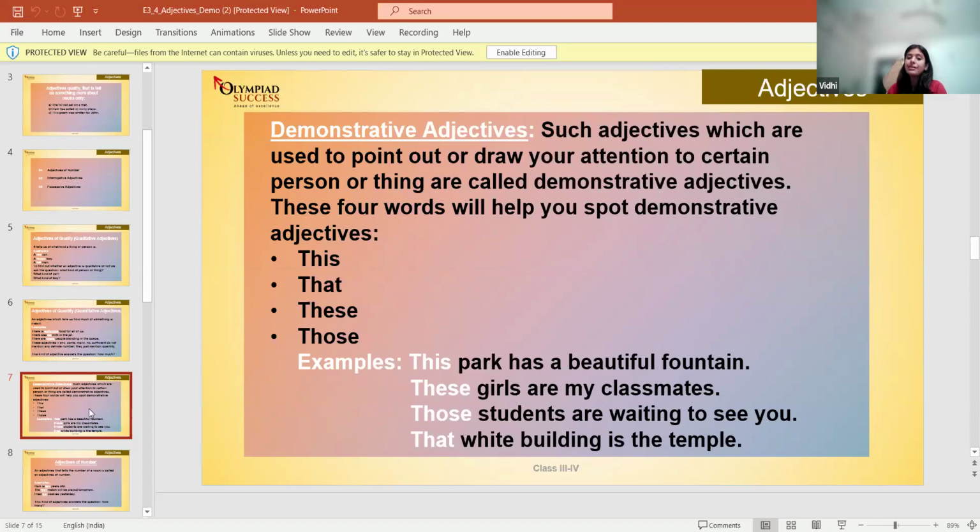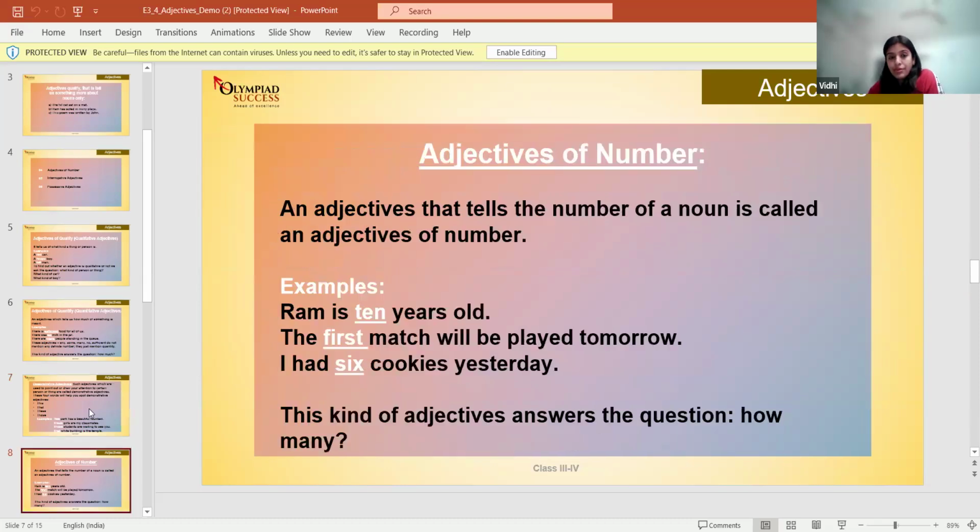In the same way, we can write: these girls are my classmates. So we are talking about the girls. Those students are waiting to see you. We are talking about a particular group of students. Clear? Number adjectives will tell us the number of nouns.